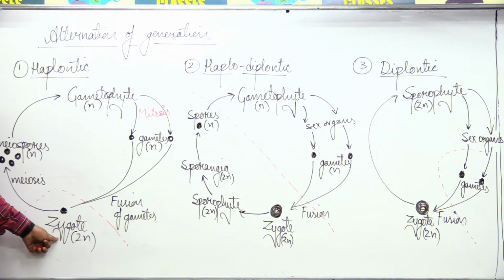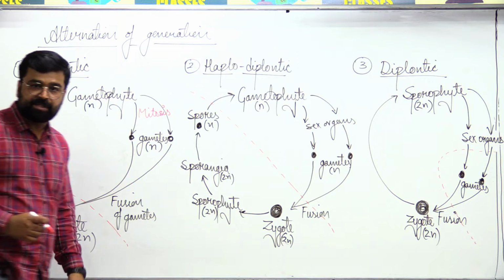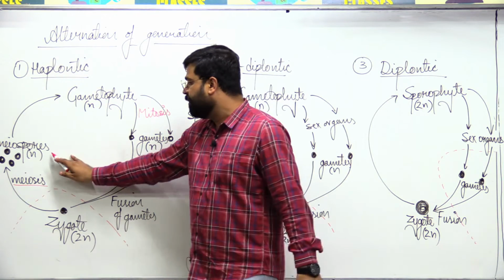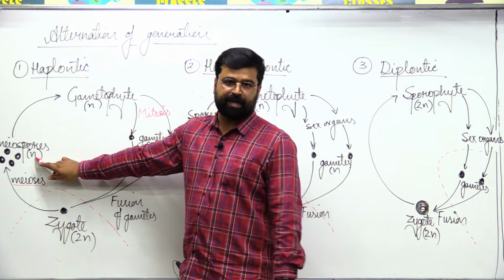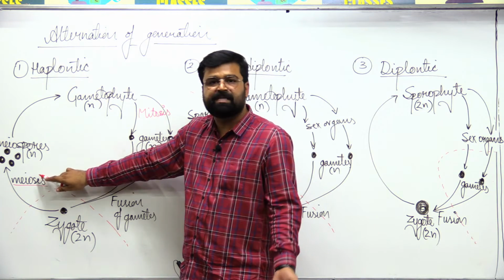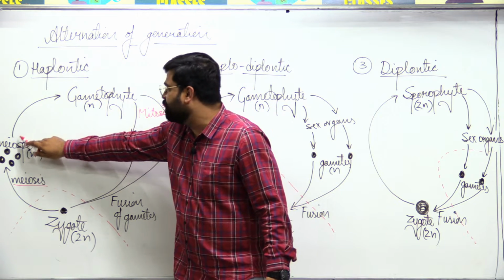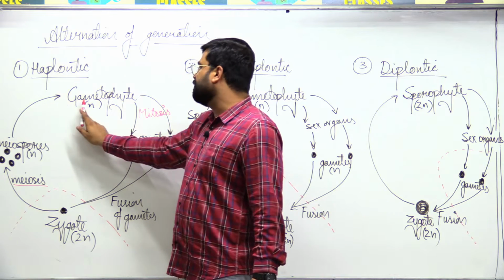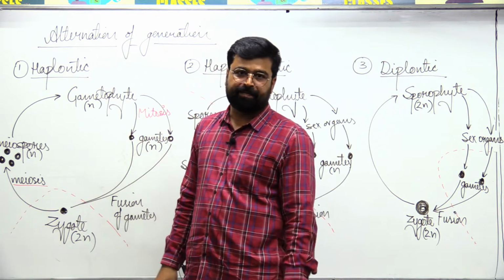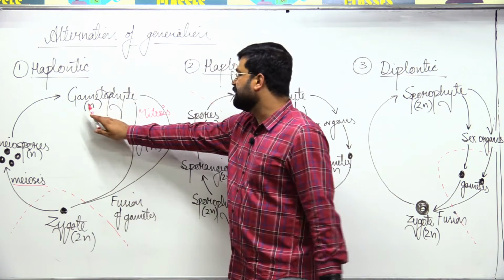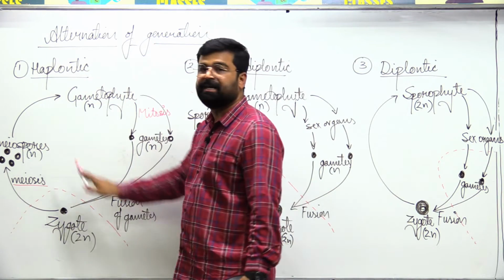So here the zygote is diploid, it undergoes meiosis, and it will lead to the formation of meiospores. I have written that meiospores are haploid in nature, because meiosis has occurred. Now these meiospores will germinate to give rise again to a haploid gametophytic plant body. So the cycle continues again.